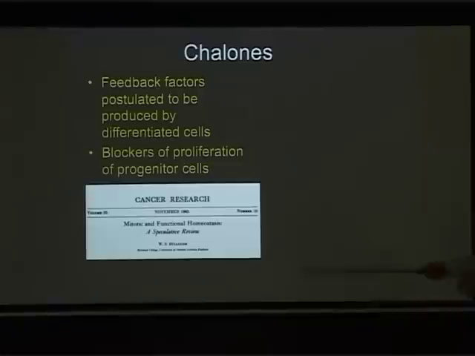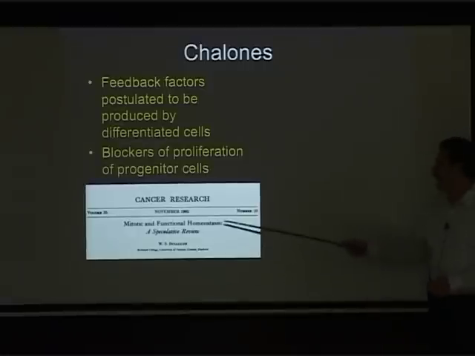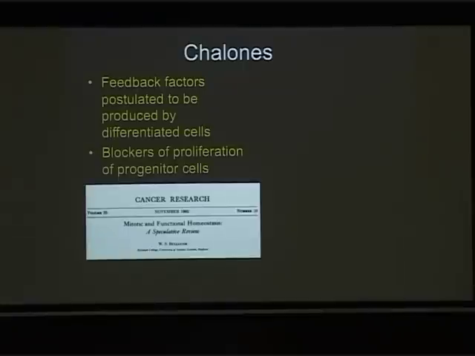And so back in the days when you could publish articles that were subtitled "A Speculative Review" and get away with it, this guy Bullock coined the term chalone, which was kind of a fusion of the words chaos and hormone, basically. So the idea was a hormone that acts to slow things down instead of boost things up. Anyway, he proposed that all tissues make some substance which feeds back on the tissue to slow down its own growth.